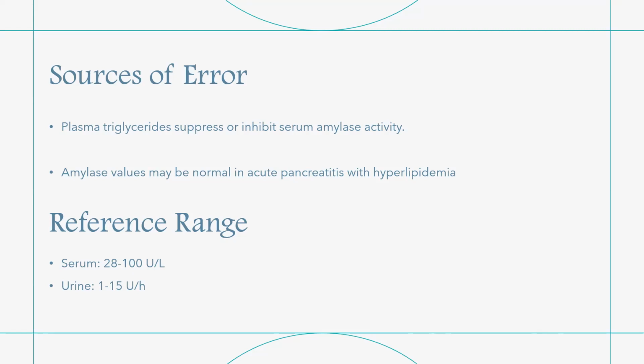Now, for the reference range, you have to take note that 28 to 100 units per liter is the normal range of amylase for serum, and 1 to 15 units per hour is for urine.